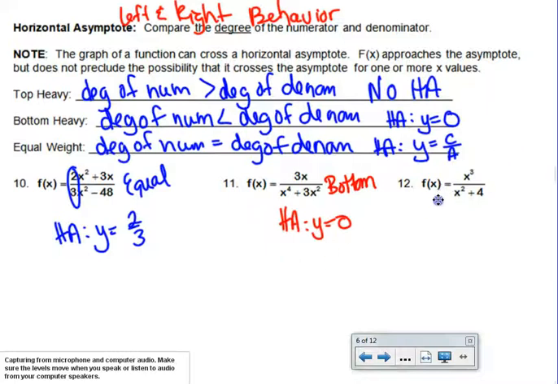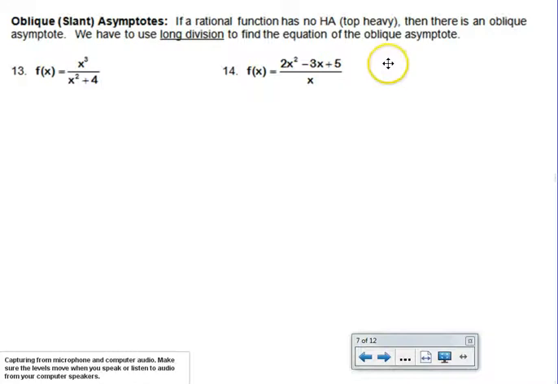And then number 12, I have a cubic over a quadratic, so we have a top-heavy fraction. And when I look at the sayings at the top, a top-heavy has no horizontal asymptote. The reason it has no horizontal asymptote is because we are actually going to have an oblique or a slant asymptote, and that is one of the next things we're going to talk about. So oblique is the fancier term, but a slant asymptote means that it's not a vertical line, it's not a horizontal line, it's a diagonal line asymptote.